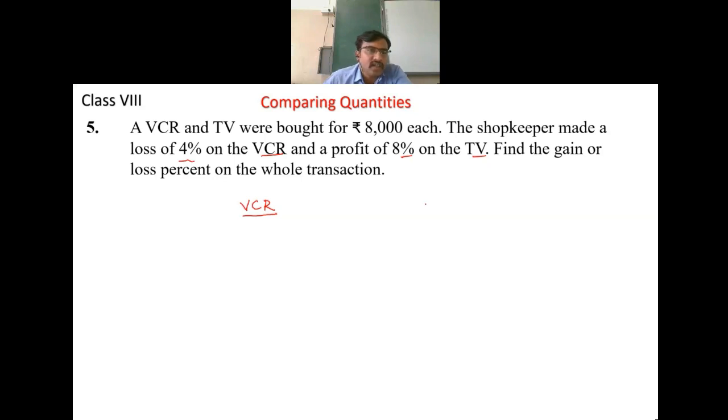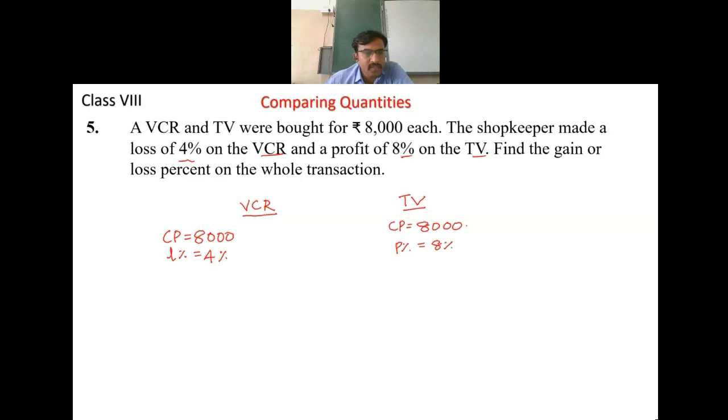Here, let us try this method as well, since it doesn't work like that. TV and VCR separately I have written. According to the question, the cost price of both the items are same. It is 8,000. So the cost price of VCR is 8,000 and the cost price of TV is also 8,000. On VCR, he has got a loss and the loss percent is given as 4%. Here on TV, he has got a profit percent of 8%.